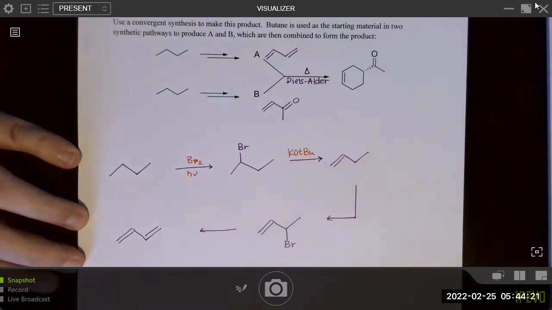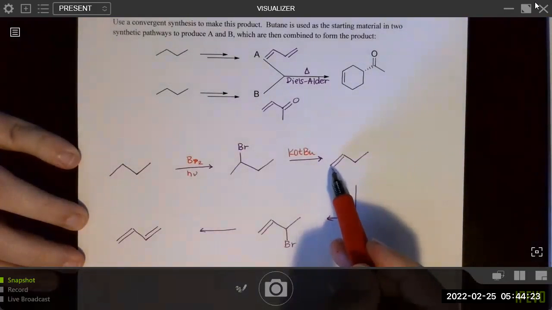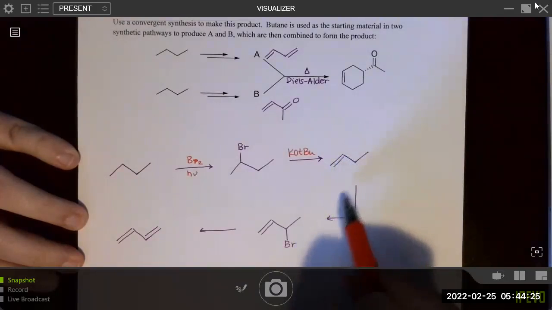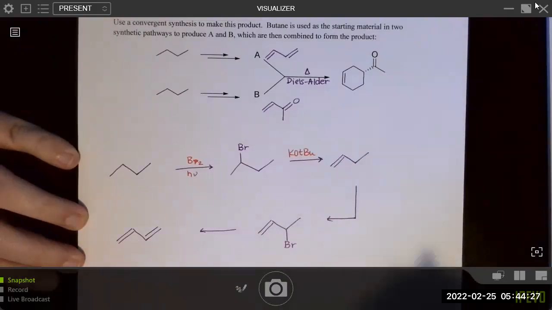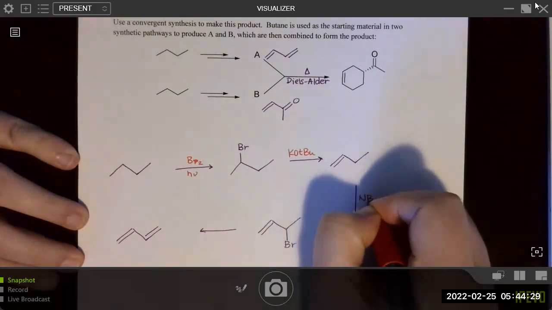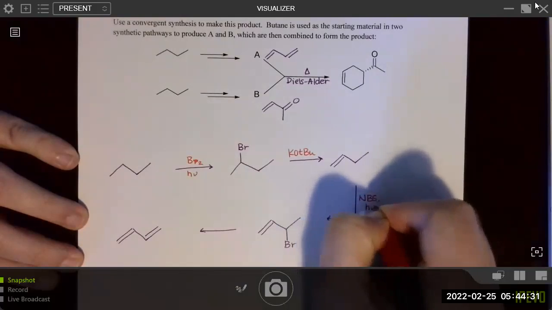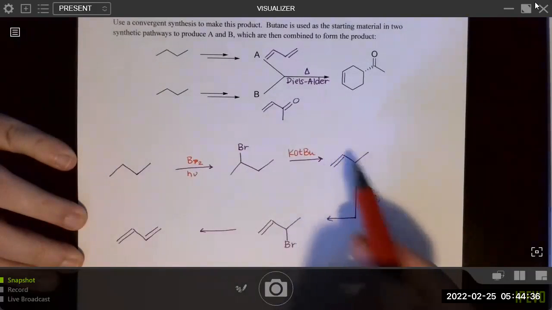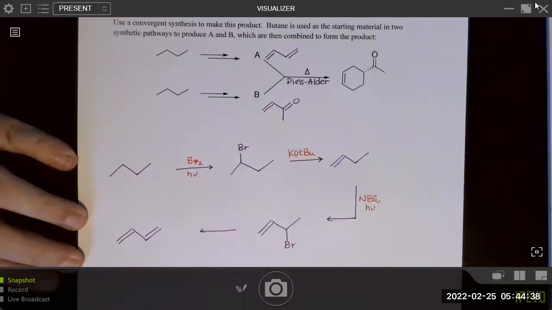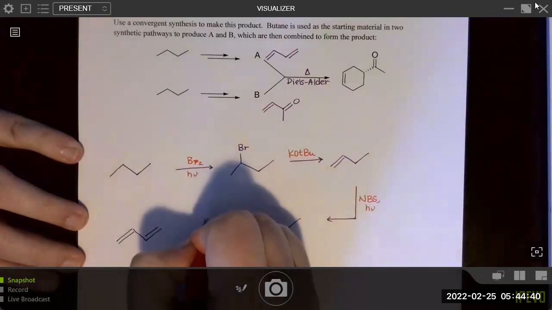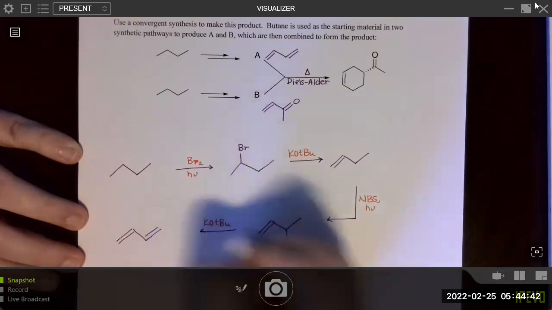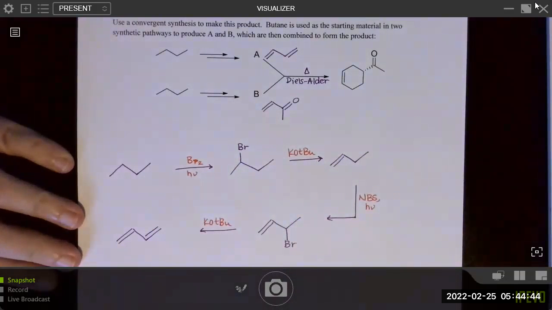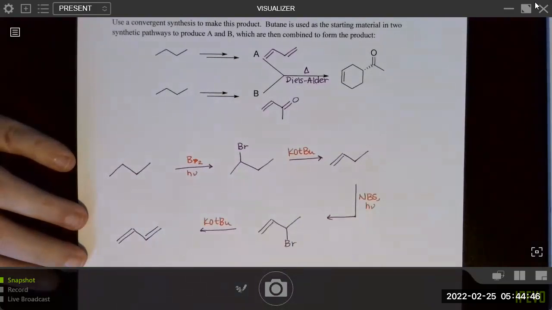So how do we do that? Right, so now that we have a double bond here, this is considered an allylic halogenation. In this case, instead of bromine, it would be better to use NBS to prevent the side reaction of bromination of the alkene. And then again, we'll use our bulky base to eliminate it to get the 1,3-butadiene. So this one is A.